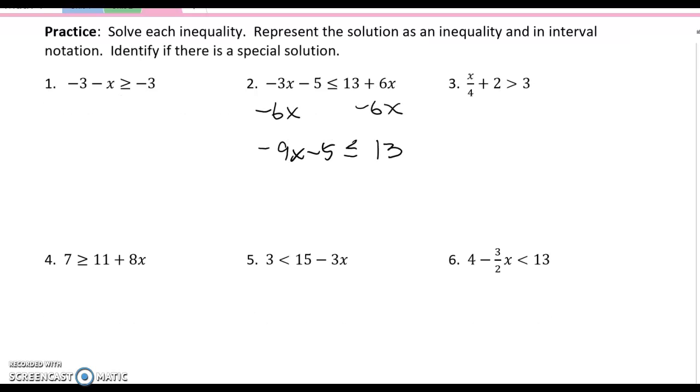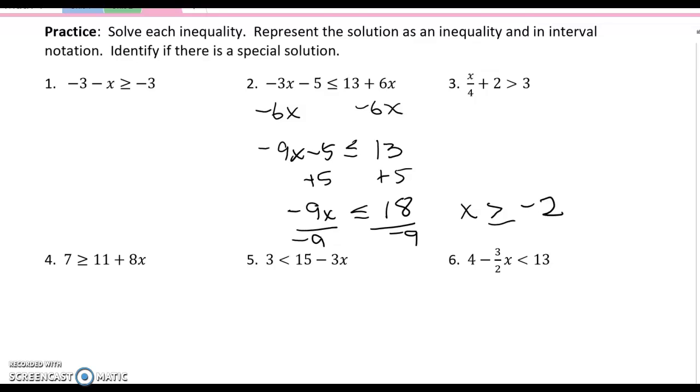So again, we start off by subtracting 6x from both sides, and then adding 5 to both sides, and then getting x by itself by dividing both sides by negative 9. Now again, because we divided by a negative, notice how the inequality symbol flipped, right? We started off with a less than or equal to symbol, but because we divided by a negative 9, that less than or equal to symbol flipped into a greater than or equal to symbol. So we have x is greater than or equal to negative 2.